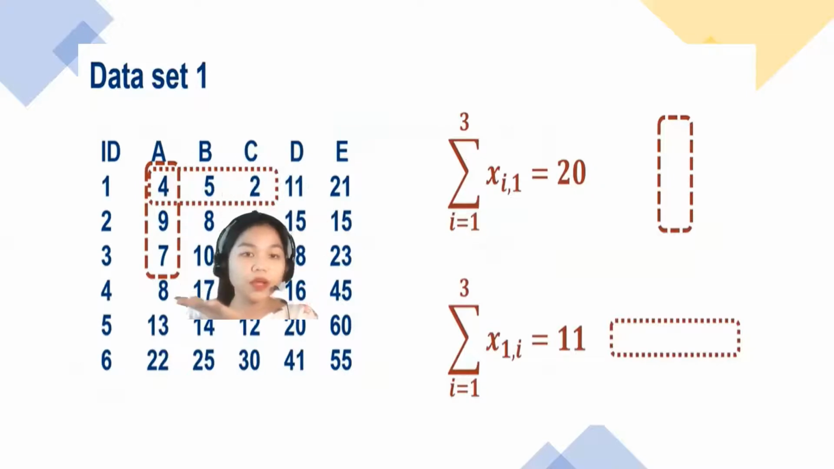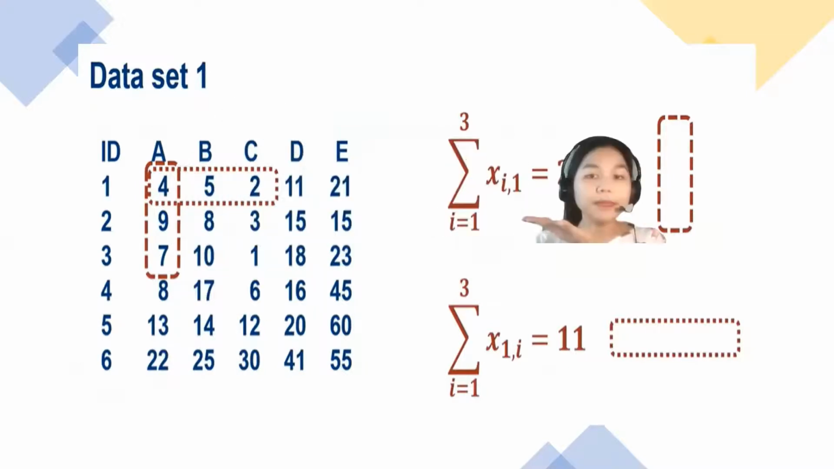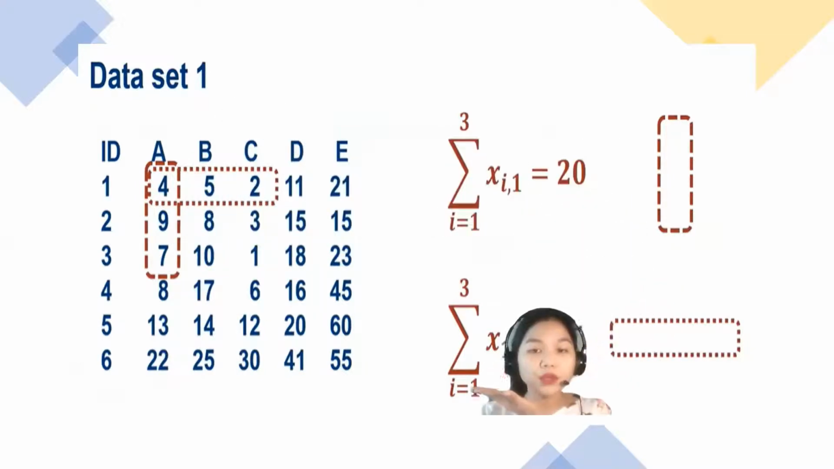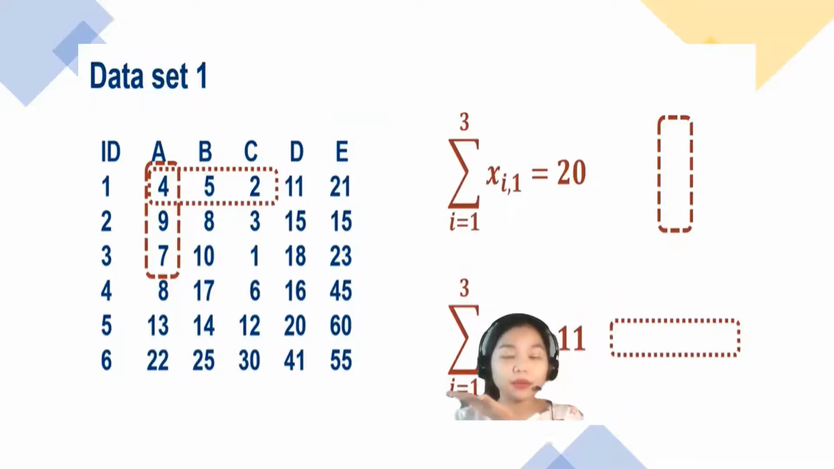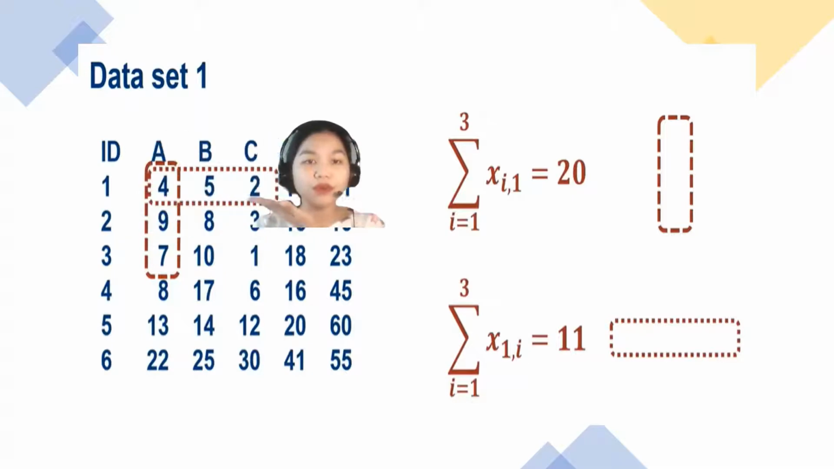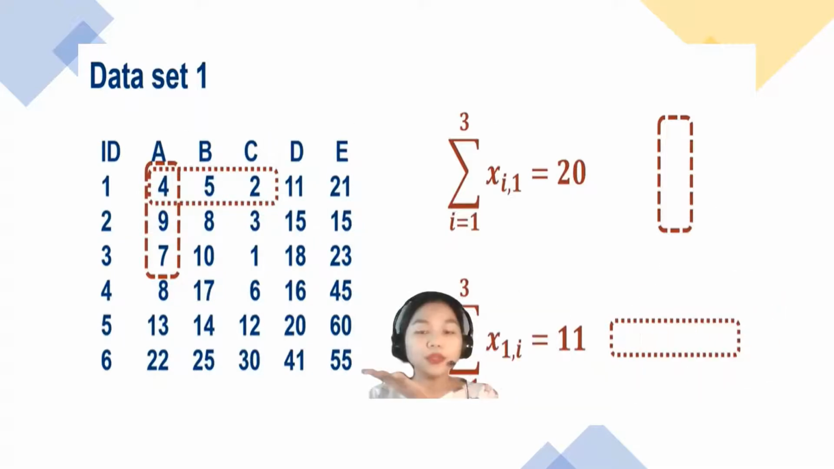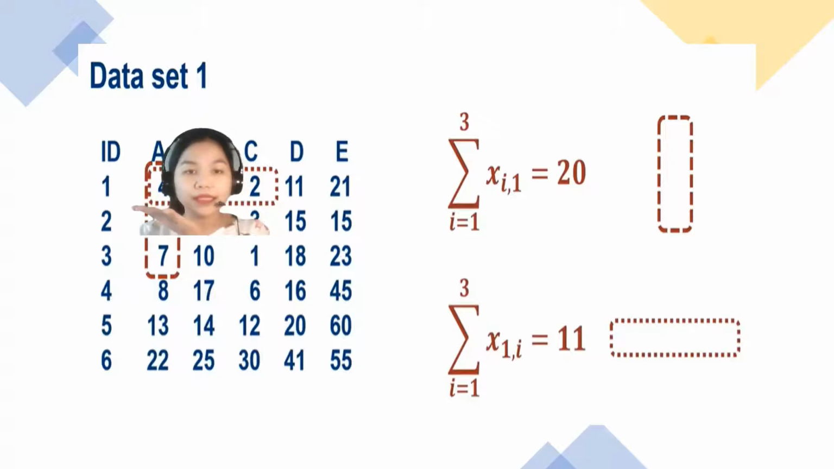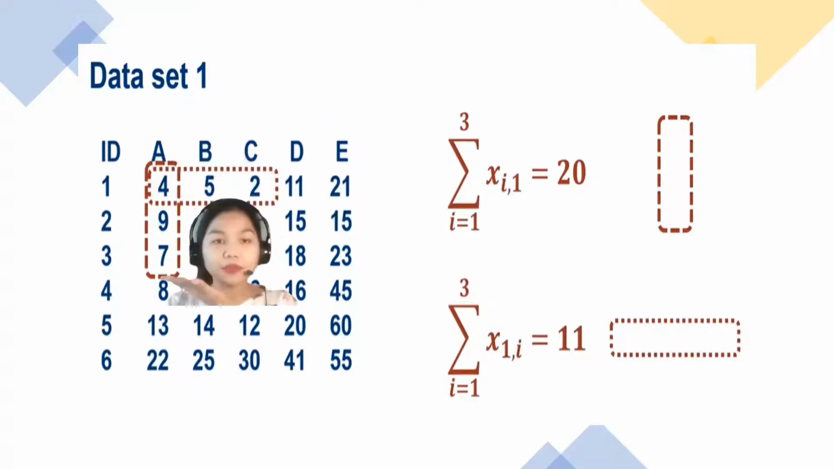So, ito po yung rectangular dashed. But then, yung summation of x1i in which i goes from 1 to 3, ito po yung values, yung 4, 5, at 2. Bali, ano po siya? From side to side at saka from up to down.